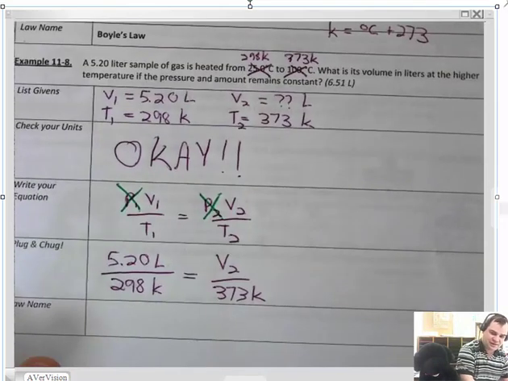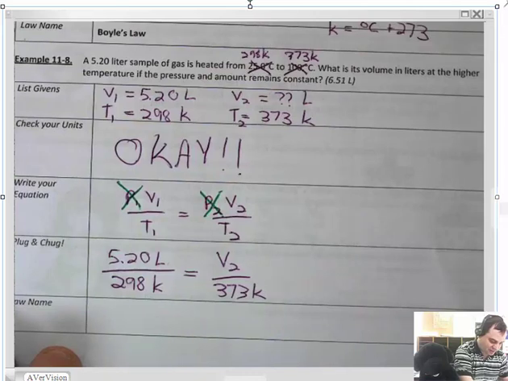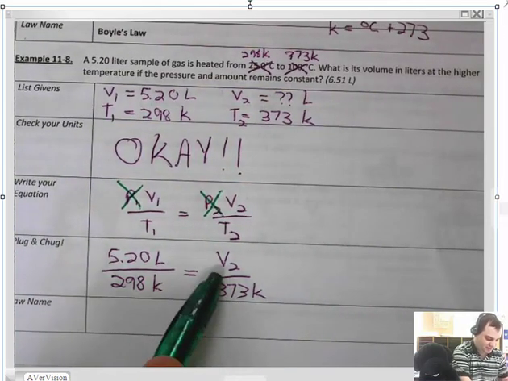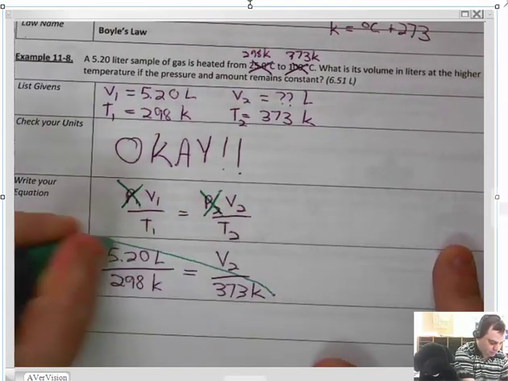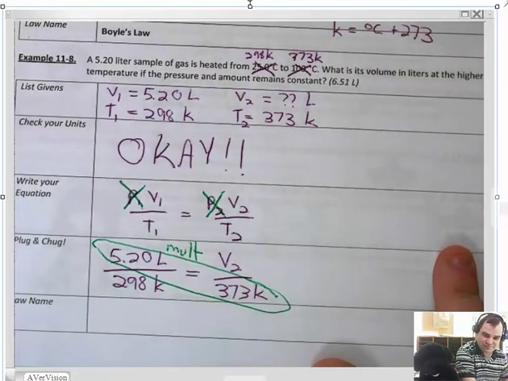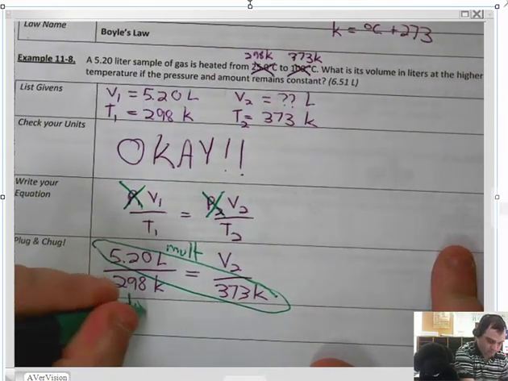Okay? This is a proportion. So what you do here is cross multiply and divide. What are you going to cross multiply? Well, the variable is here, so you are going to end up multiplying these two numbers. The number I didn't circle, I am going to divide.